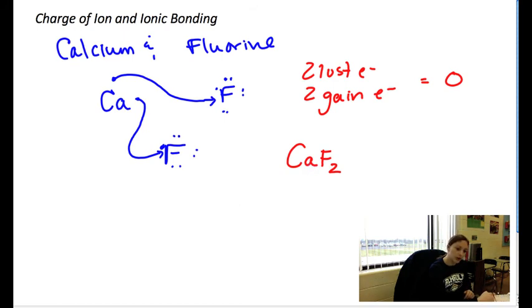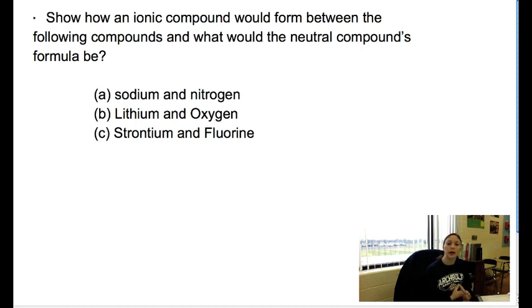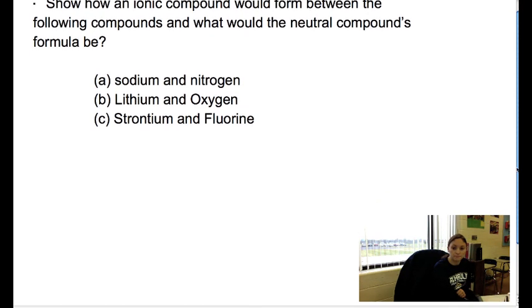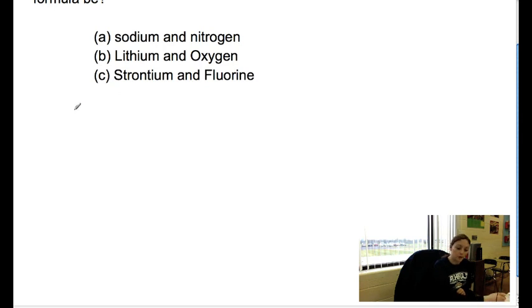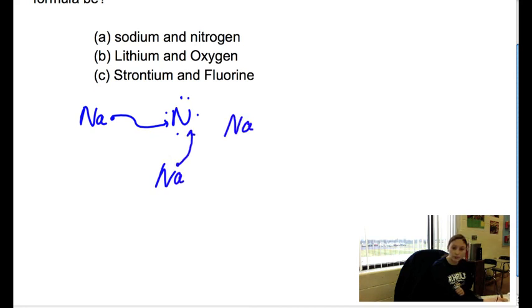So let's go ahead here and try the last 3 examples, showing how an ionic compound will form between the following compounds and what would the neutral formula be. So I've got sodium and nitrogen. Okay, I've got Na, which just has 1, and I've got N, which has 5, group 15. Sodium's going to lose 1. We need another sodium to come along and lose its 1. We need another sodium to come along and lose its 1. And net with Na3N.